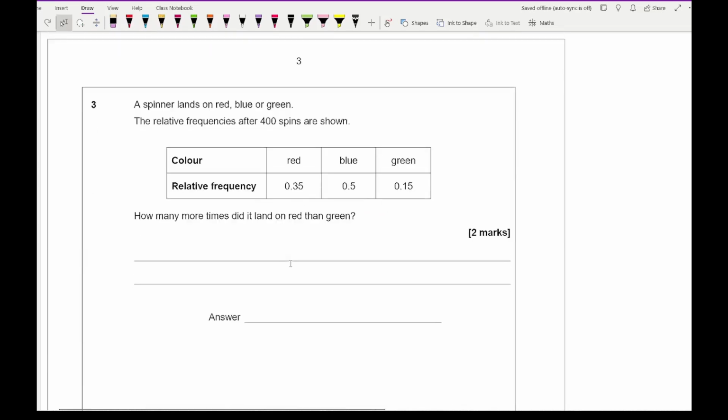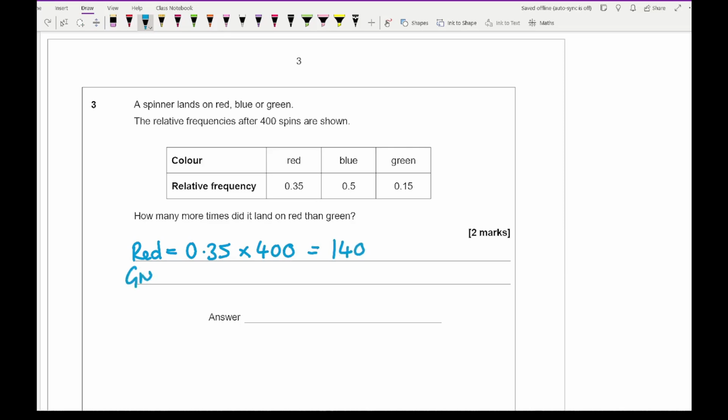Moving on to question 3, it says that a spinner lands on red, blue or green. The relative frequency after 400 spins are shown. How many more times did it land on red than green? So for this, what we need to do is first of all find out how many times it landed on red. So here I multiply the probability by the number of spins. So it's going to be 0.35 multiplied by 400, in which I get an answer of 140.